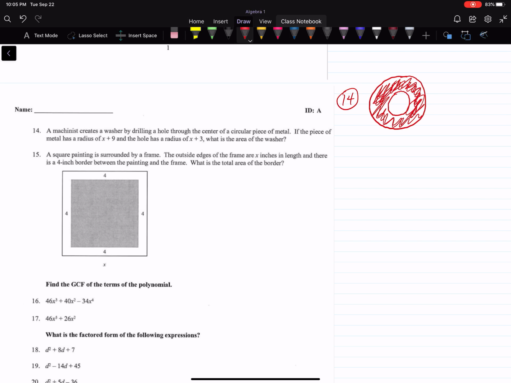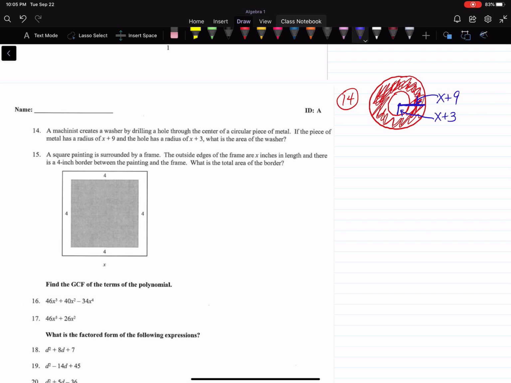Okay. So let me change. The radius of the piece of metal, that's all the way to there, it said was x plus 9. And the radius of the hole, it said was x plus 3.